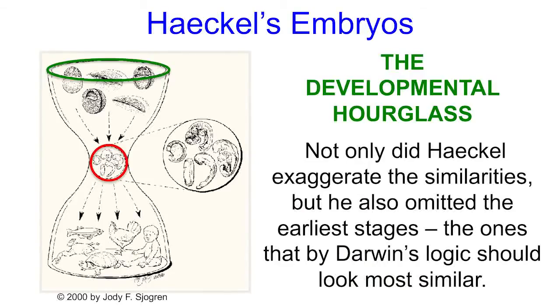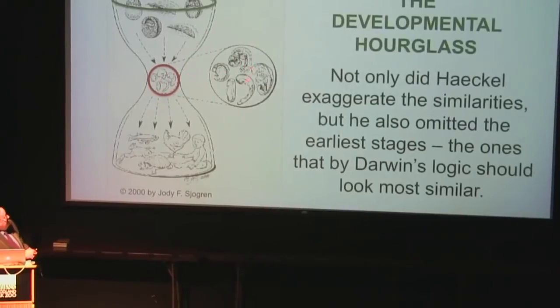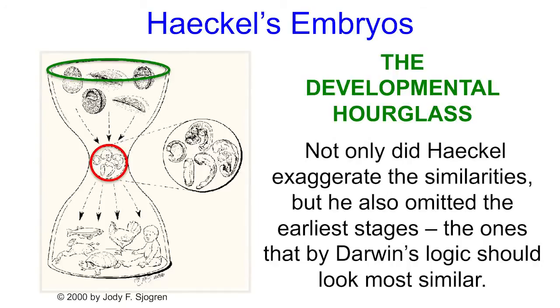Early vertebrate embryos actually start out looking much different. Here's the stage that Haeckel portrayed as the first, and he distorted these to make them look more similar. But if we go back to the earlier stages, the differences are much more striking. And it was Darwin's logic that the early embryos are supposed to show us what we looked like as a common ancestor. So the actual embryological evidence does nothing to help Darwin whatsoever.